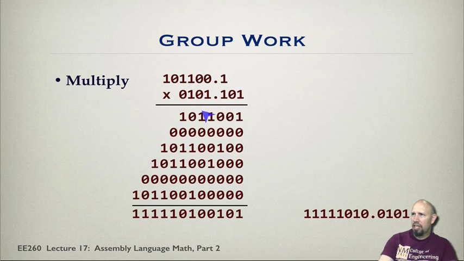Okay, so when I carry that 1, I now have a 1 and a 1. That's going to give me a 0. I'm going to get another carry, and so forth. And so I need to keep the carries going.